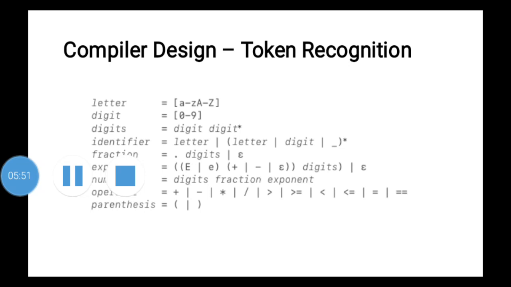Then the next one is operations. So the next one is a number, which can be in the form of digits, fractions, and exponents. Then you have operators, various types of operators depending on the programming language that you are using. Then finally parentheses, which can be the left curly brace or the right curly brace.